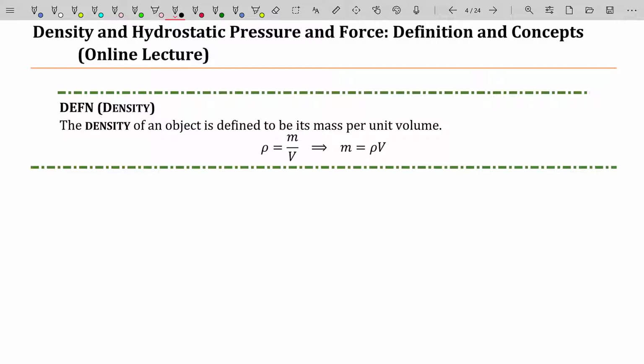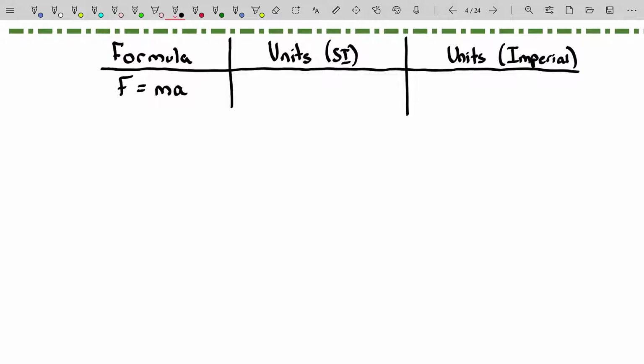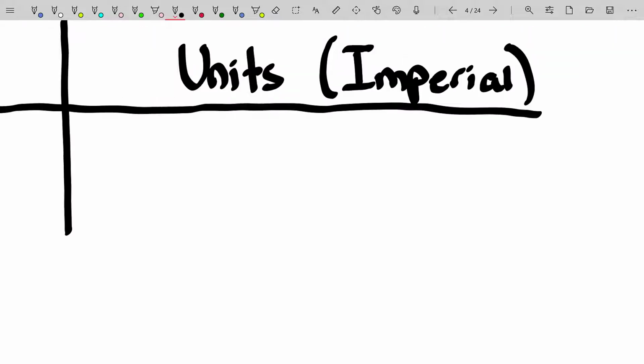You should have already watched my video on force and the definition and concepts of force. Recall, force is mass times acceleration. Generally, we think of that as acceleration due to gravity, but actually it's any type of acceleration. The units, at least in the SI system, are kilogram meters per second squared, and they get the very special name of the Newton.